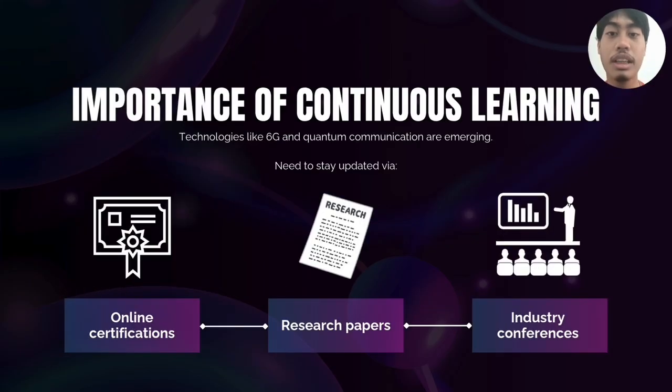One of the biggest realities in this field is that technology moves fast. Right now, we're already talking about 6G and even quantum communication. That means professionals must continuously upgrade their knowledge. Some great ways to do this include enrolling in online certification courses, regularly reading new research papers, and attending industry conferences and seminars. These steps ensure we stay relevant and innovative in a rapidly evolving landscape.